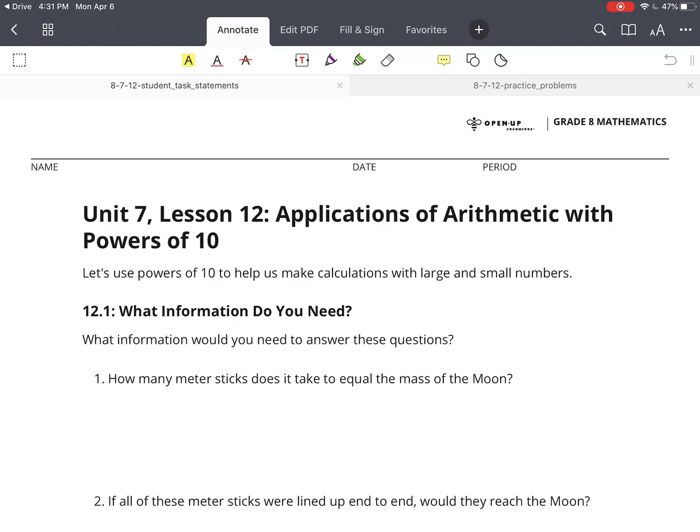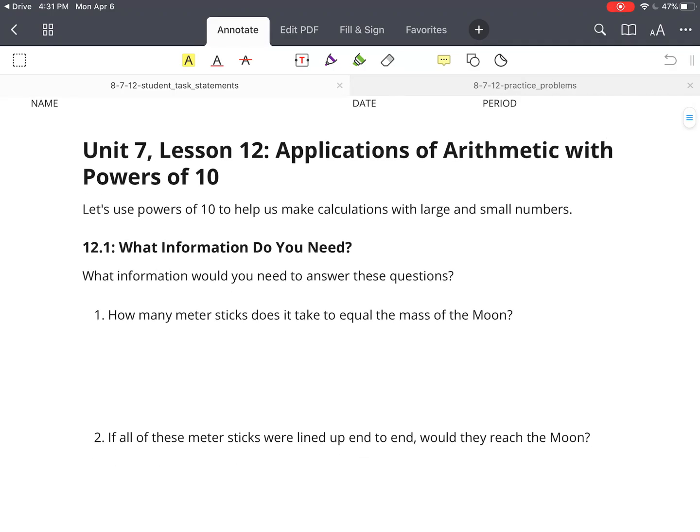Let's go ahead and get started with Unit 7, Lesson 12. If you're wondering why you can't find Unit 11, it's because I decided to skip it after looking at the content. So we're going to be using powers of 10 to help us make calculations with large and small numbers.